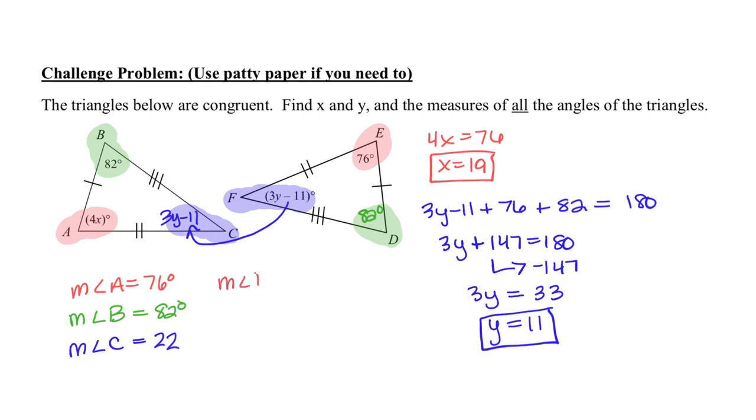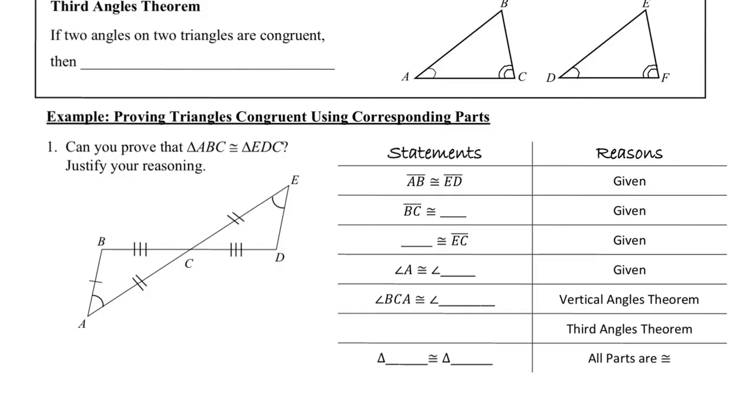So the measure of angle E is 76 degrees. The measure of angle D, we already know, is 82 degrees. And that would make the measure of angle F 22 degrees. So the last thing we're going to talk about is the third angles theorem and then proving triangles using corresponding parts. So if two angles on two triangles are congruent, then their third angle is congruent.